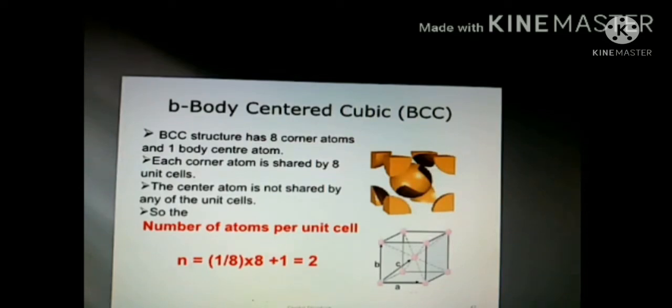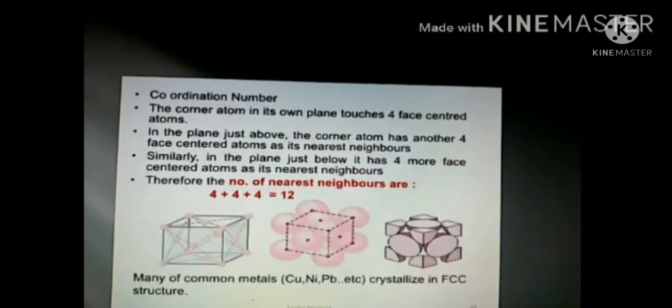Here the center point is the center atom. This is a body center cubic structure. The center atom is not shared with the other unit cells. This is the main advantage of BCC. And then there is the coordination number.